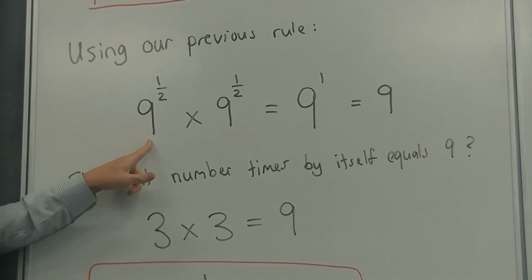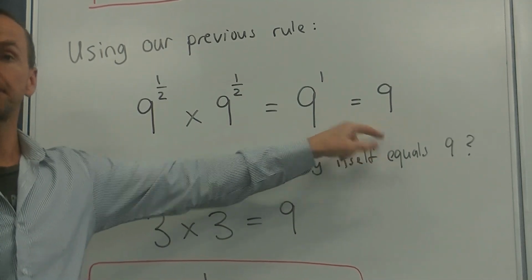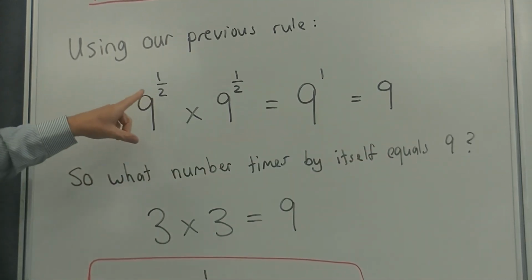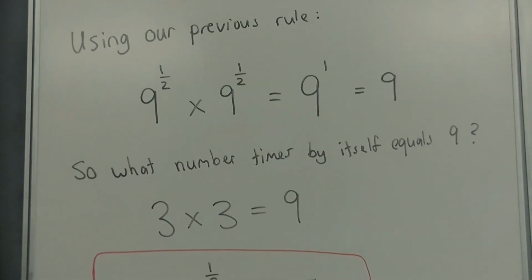So if we look at that, 9 to the power of a half times 9 to the power of a half is equal to 9. So that's our rule from the very first rule in indices. So what does that actually mean?